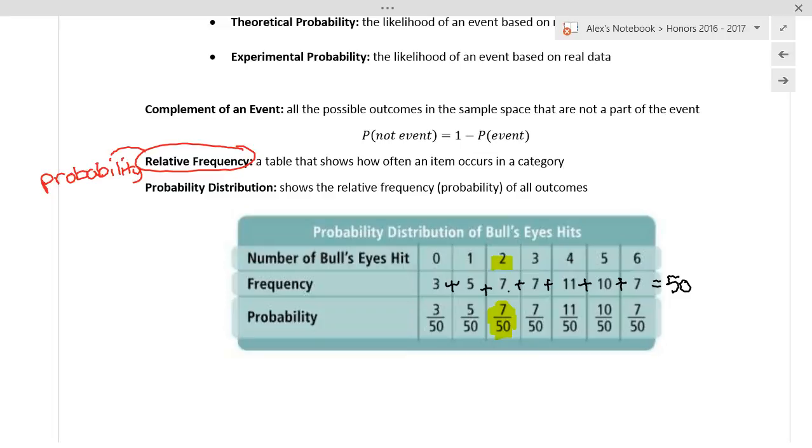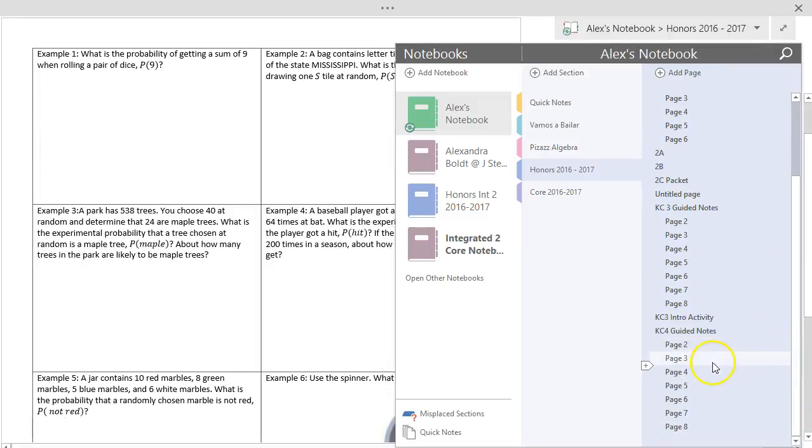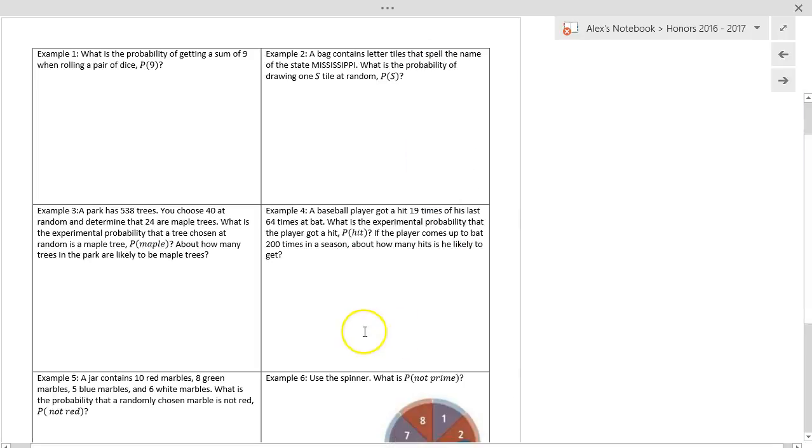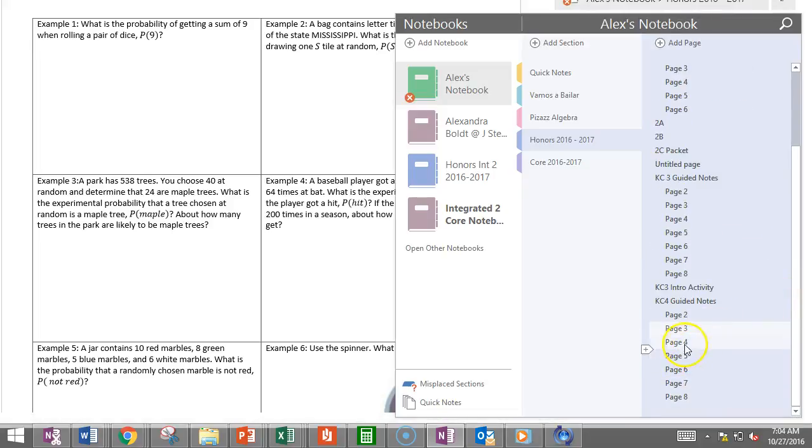So relative frequency is really another word for probability, and frequency is how often an item occurs. The probability distribution shows the relative frequency of all outcomes. So if I made a table just like this that showed the probability of all of them, here's how often it occurs, here's the probability of all of them, that's the probability distribution. So these tables are what we're going to be looking at today. Let's turn to page 4.